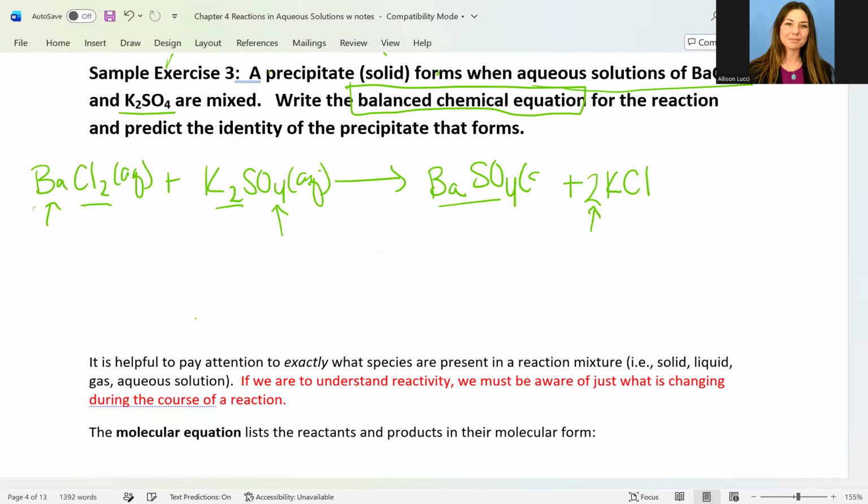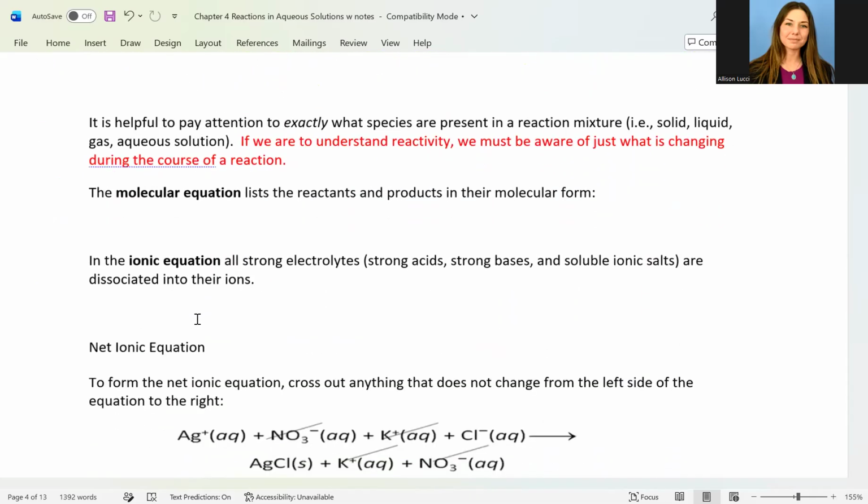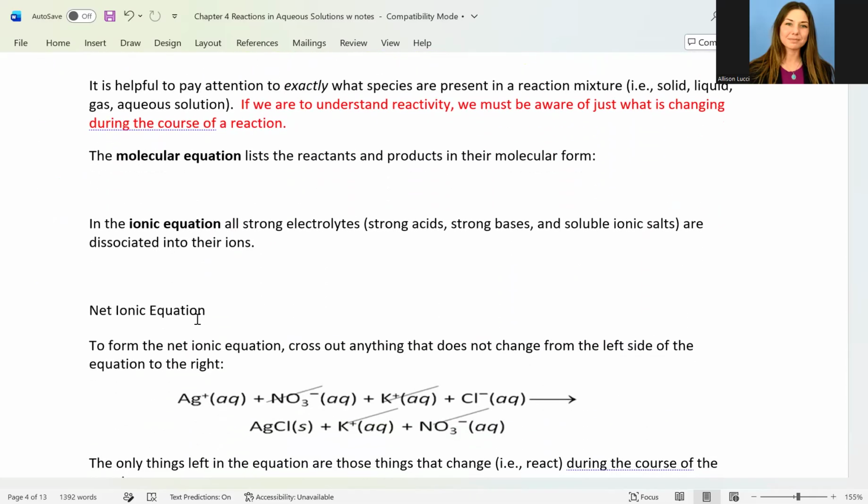Barium sulfate, we've determined, would be our precipitate. Potassium chloride would remain aqueous. So this is the balanced chemical equation for the reaction between aqueous barium chloride and aqueous potassium sulfate. Our product, again, the precipitate, would be here. We're asked to identify the precipitate. So that's it for sample exercise 3. But let's walk through a little bit further.